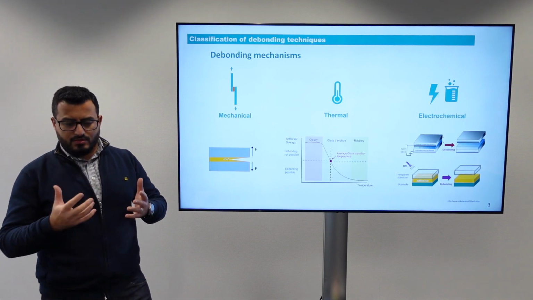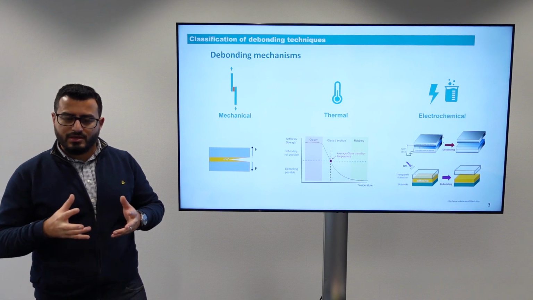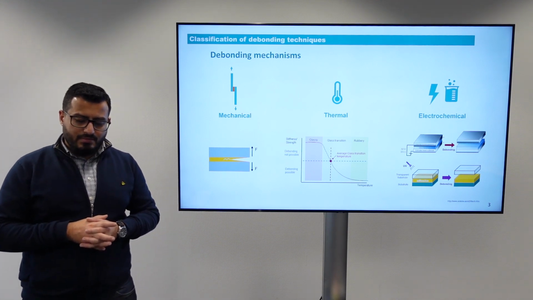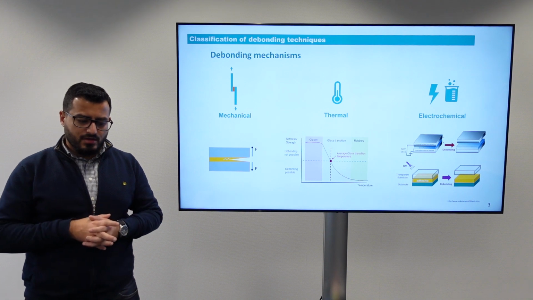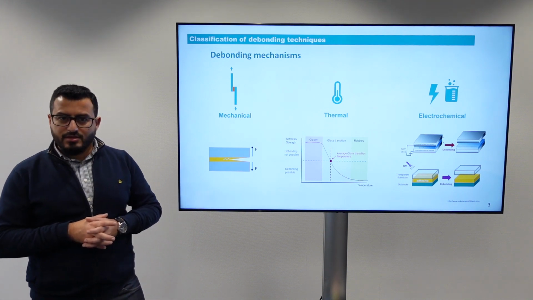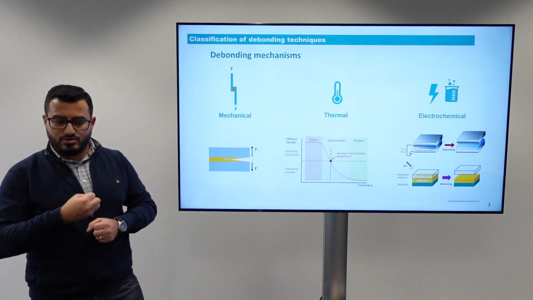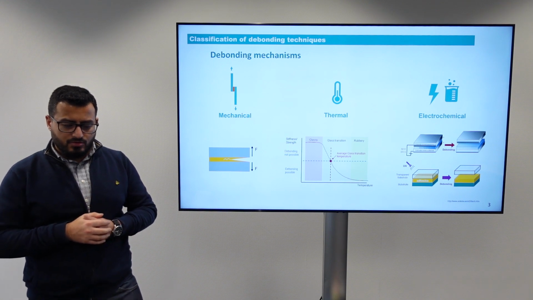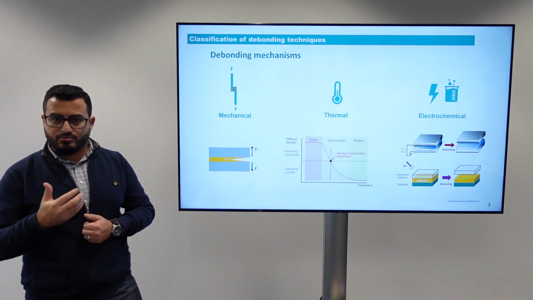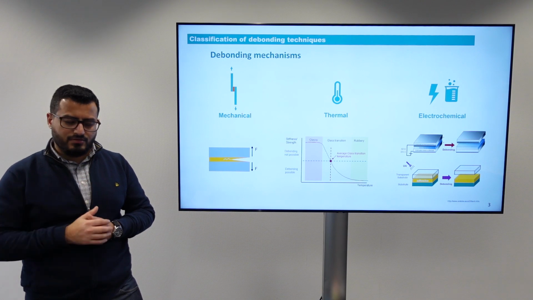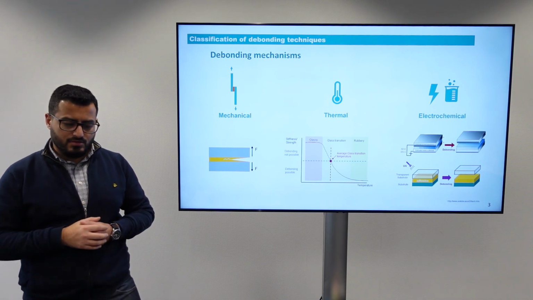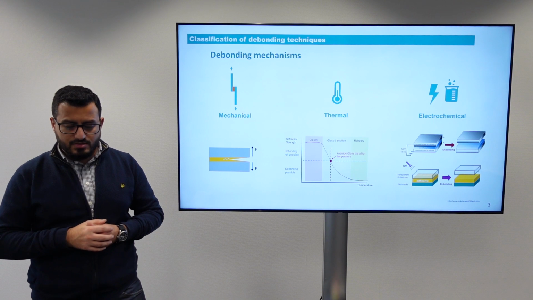Now, if we look at the different debonding mechanisms, how debonding can be achieved, it can be classified into three main mechanisms. First is mechanical debonding, where you simply apply force onto your joint, and there you can produce cracks which can propagate into the adhesive layer and cause the separation of the substrates.